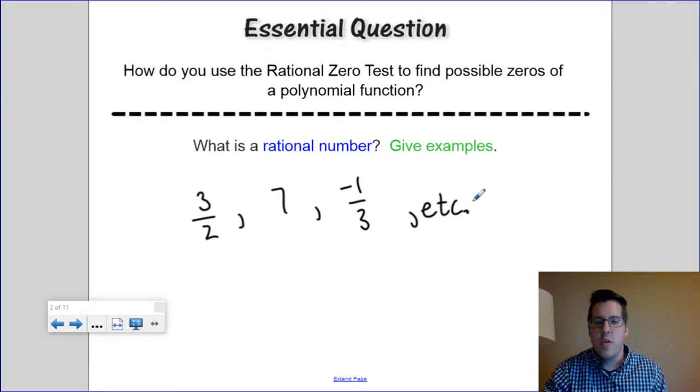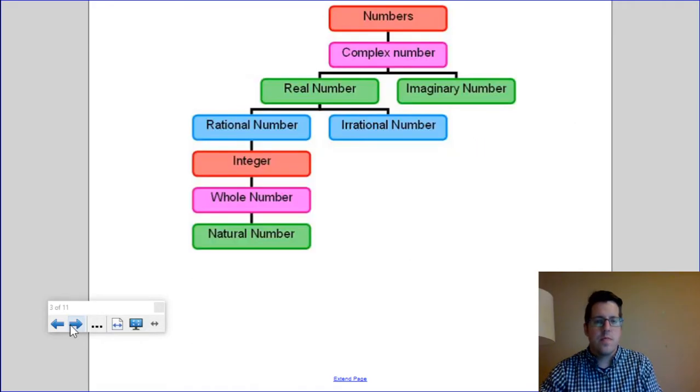So for example, 3/2 is 3 over 2, 7 is 7 over 1, and -1/3 is -1 over 3. So what you think of as proper and improper fractions, and also the counting numbers. 0 counts as a rational number as well.